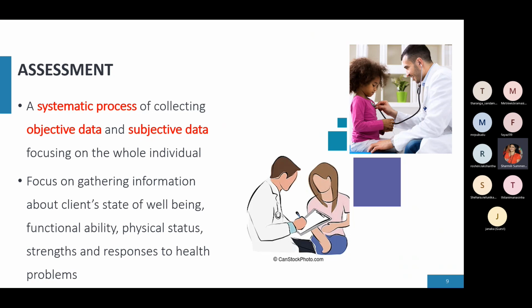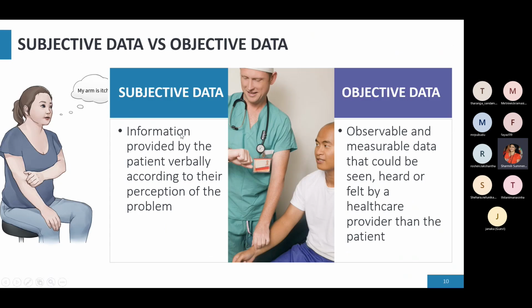So what do objective and subjective data mean? Subjective data means what the patient or client is telling you. You are working as a care provider to a patient, and you ask, what is the problem you are having now? You are asking the patient verbally, and the patient starts to tell you, I'm having pain in my arm, or my arm is itchy, or my arm has some rashes. Without observing, you are asking the patient. So you get information by encouraging the patient's verbal responses. That is subjective data: the information gathered with the help of patient verbalization.